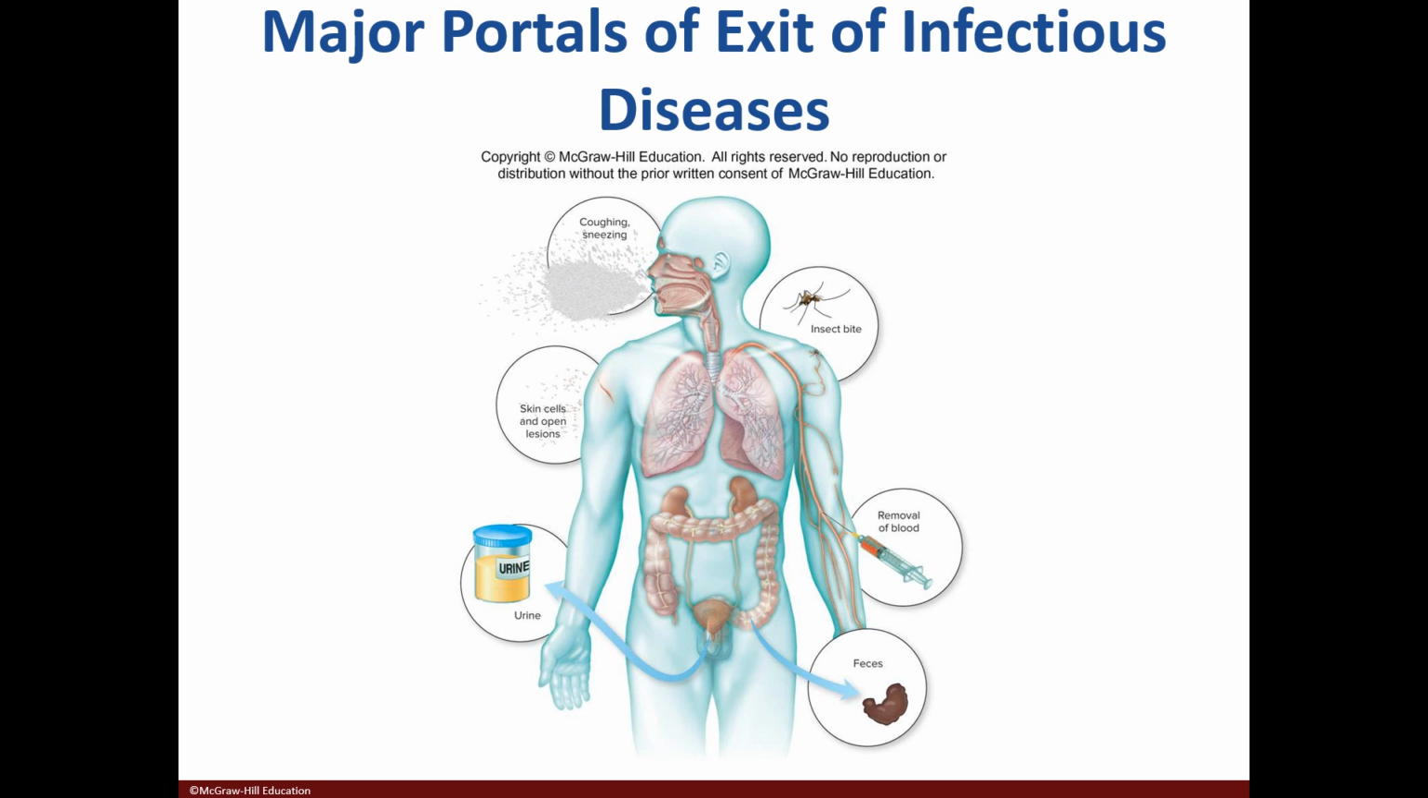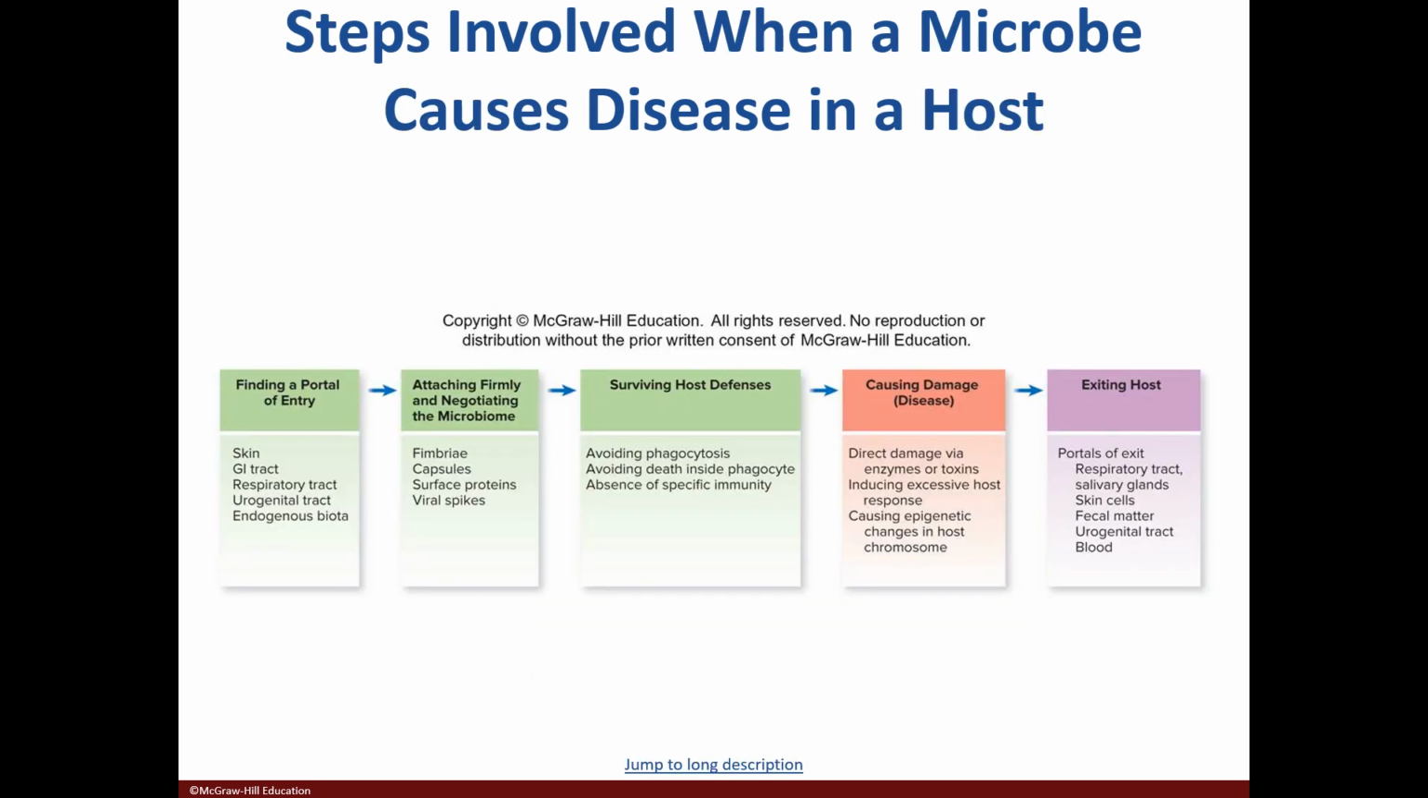Some major portals of exit include skin, sneezing, mosquito bites, needles, feces, and urine. To sum it up, in order for a microbe to cause disease, it must follow these steps. First, find a portal of entry. Next, use fimbriae or other structures to attach to the host. Then it needs to survive the host defenses, release enzymes or toxins to cause disease, and then exit the host.